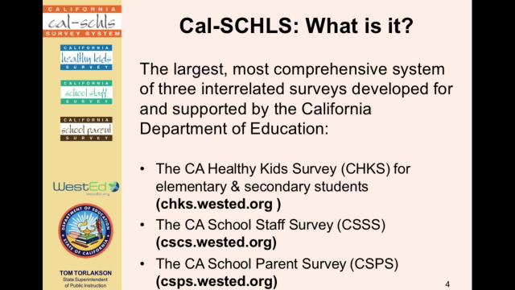All right, so the Cal Schools System is the largest, most comprehensive system of three interrelated surveys. It's developed and supported by the California Department of Education. The first one that we all know is the CHKS, the California Healthy Kids Survey, and that's what we give to elementary and secondary students, and only specific grades. And then we have the School Staff Survey, and then we have the School Parent Survey.